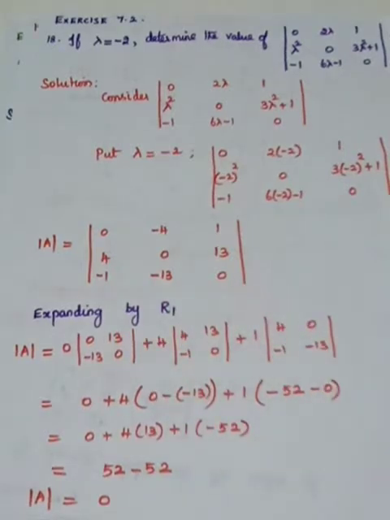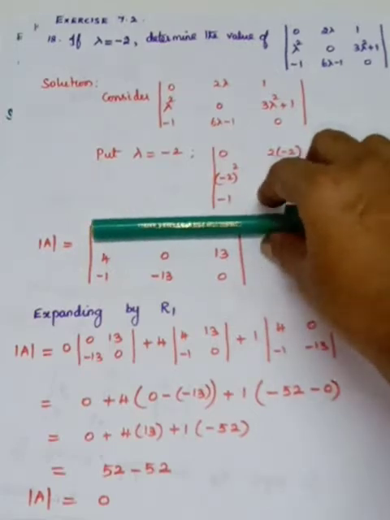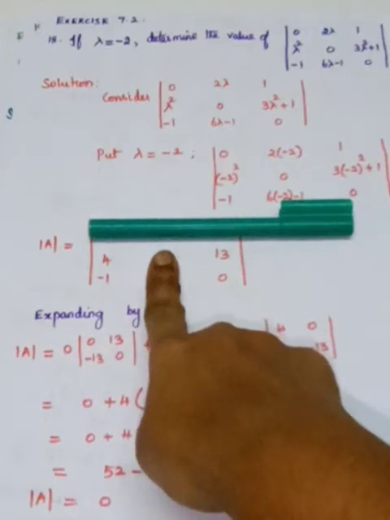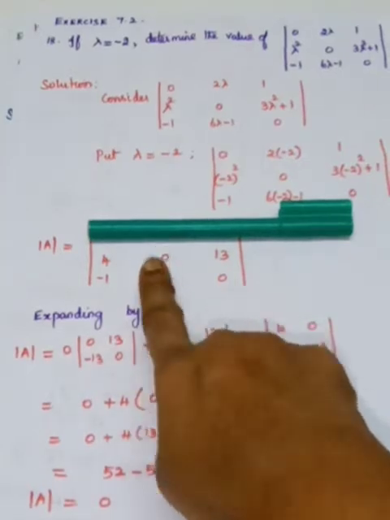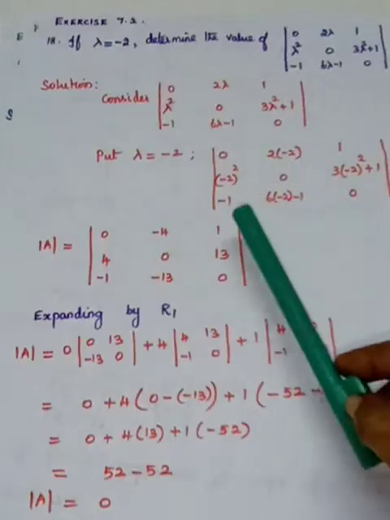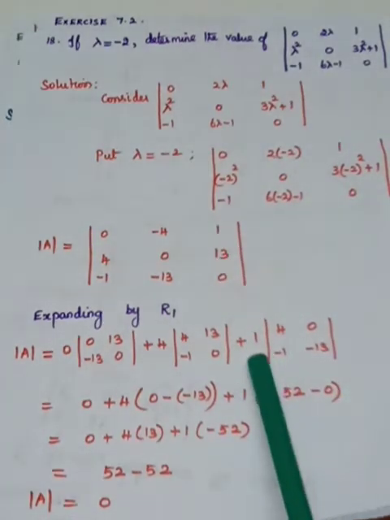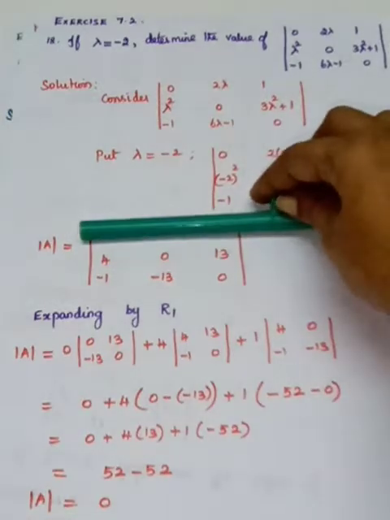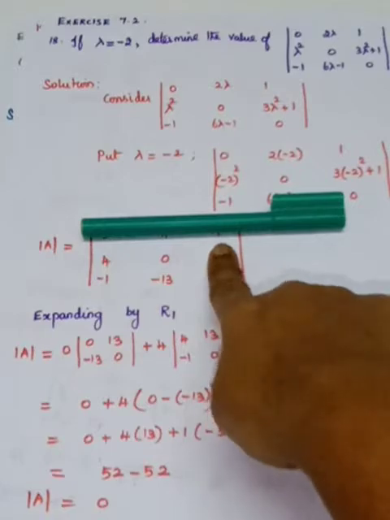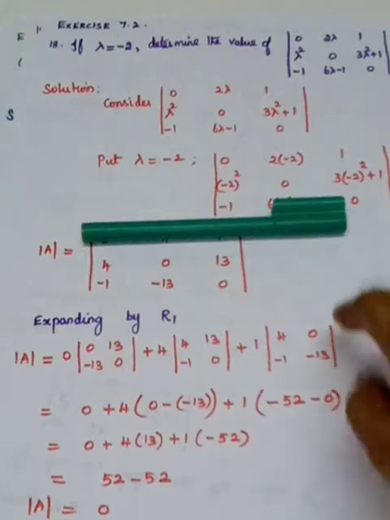Then next, you have to find the minor of it. So delete the first row and the second column. What is remaining? 4, 13, minus 1, 0. These entries have to be written within the vertical lines. After the plus, you have to write the third element of R1, that is 1. So 1 you write as it is. You have to delete the first row and the third column. The remaining entries have to be written within the vertical lines. So 4, 0, minus 1, minus 13.